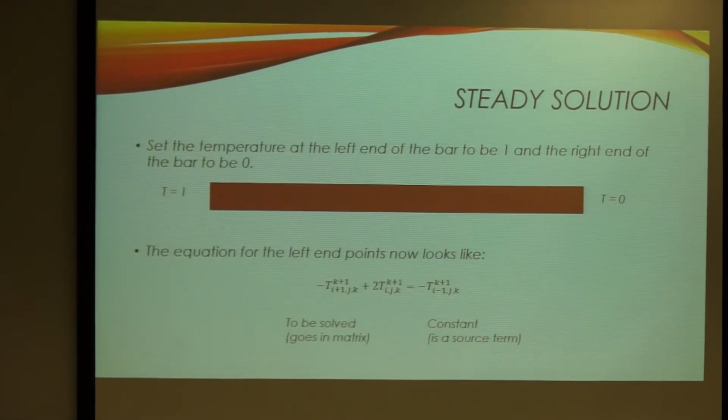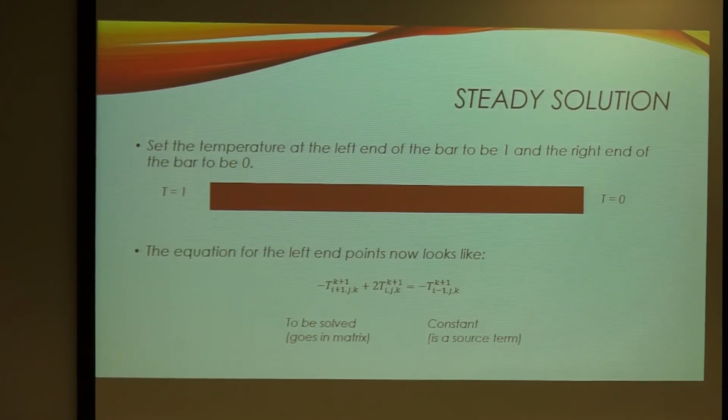We've got a 1D problem from 0 to L equals 1. We're going to set the temperature on the left-hand side to be 1 and set the temperature on the right-hand side to be 0. If the temperature here is 1 and the boundary condition here is a Neumann condition, what's the steady state solution?